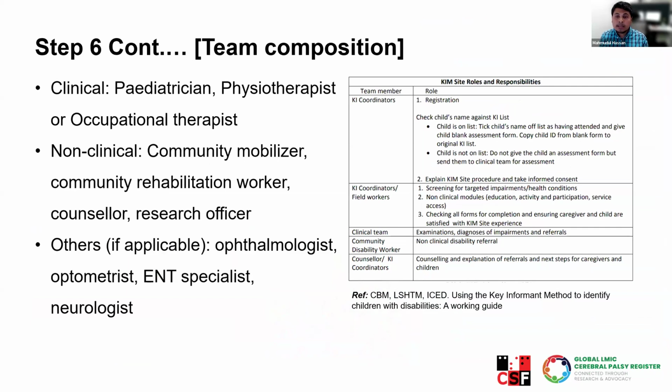The final step, service need assessment and referral. The medical assessment should be conducted with a multidisciplinary team. The clinical team should be comprised of a pediatrician, physiotherapist, or occupational therapist. And the non-clinical team might include community mobilizer, community rehabilitation worker, counselor, and research officer. We might need specialists like an ophthalmologist or ENT specialist if the project budget and objective allows. Each team member should have predefined roles and responsibilities in the camps.